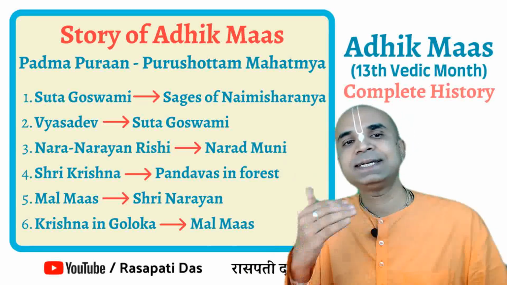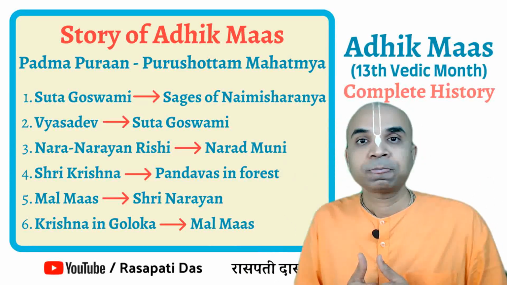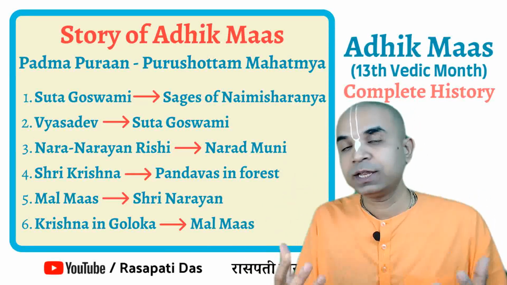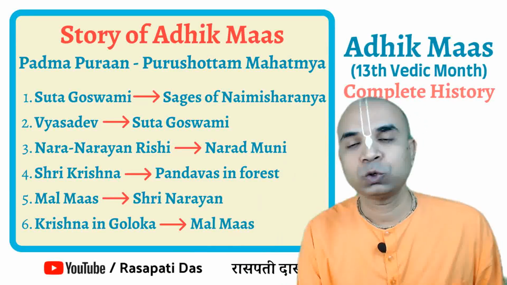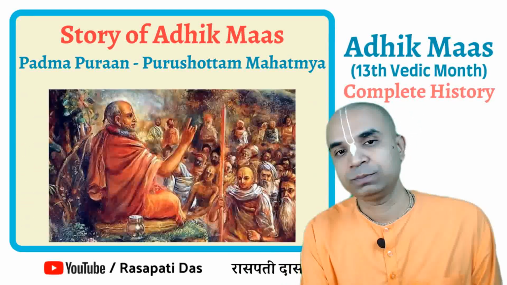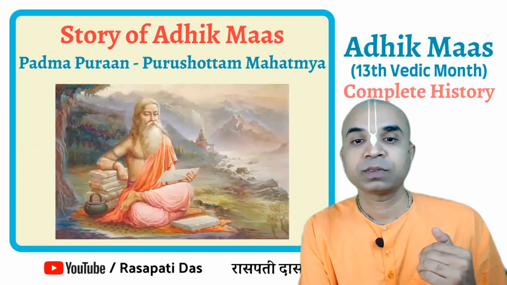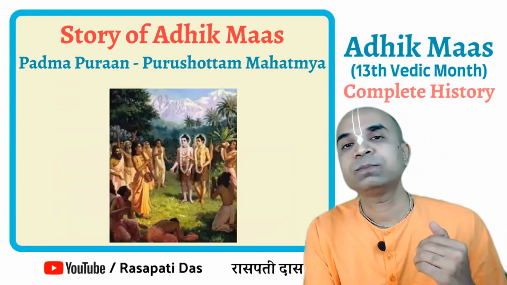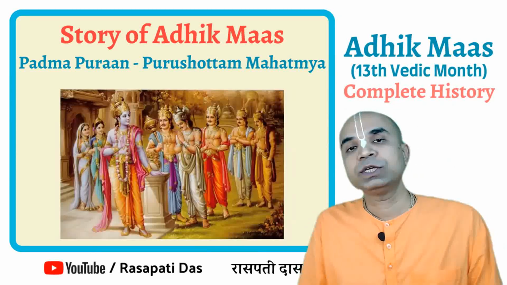So there is a nested dialogue there: Suta Goswami talking to the Naimisharanya sages. He says that I heard this from Vyasadeva, and Vyasadeva was telling this story that Narad Muni once approached Naranarayana Rishi, and they described this story to Narad Muni. So this is Suta Goswami, who heard from Vyasadeva, and Vyasadeva told the story that Narad Muni had approached Naranarayana Rishi. And he describes that he told a story.